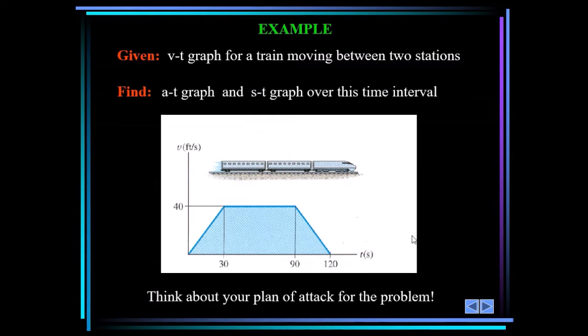So they want us, from this graph here and the given information, to plot an acceleration time graph and a position time graph over the same time interval from 0 to 120 seconds.